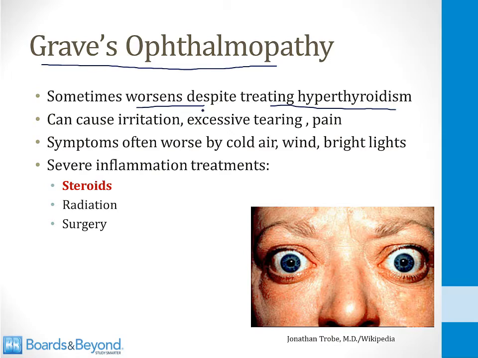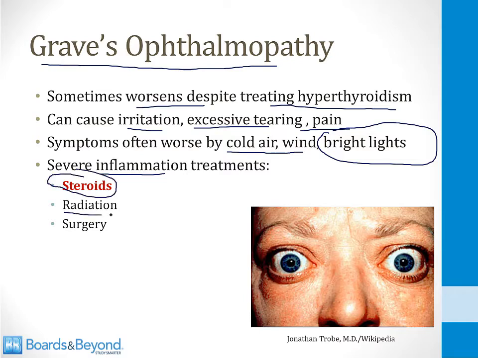Patients with Graves sometimes suffer from chronic irritation or excessive tearing or pain of the eyes. Sometimes the eye symptoms are worsened by exposure to cold air or wind, and sometimes bright lights bother patients who have Graves. If the eye symptoms are severe, they are sometimes treated with special therapies to target the inflammation. Remember, the eye involvement is related to lymphocytes and inflammation, so you can treat it sometimes in severe cases with steroids. Sometimes radiation is used, and rarely surgery is necessary to treat the Graves' disease eye involvement.